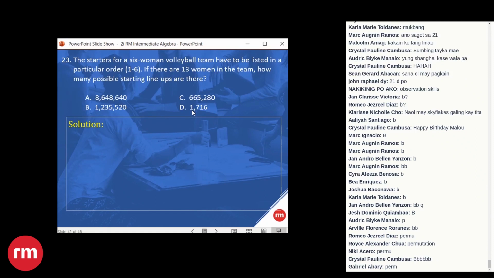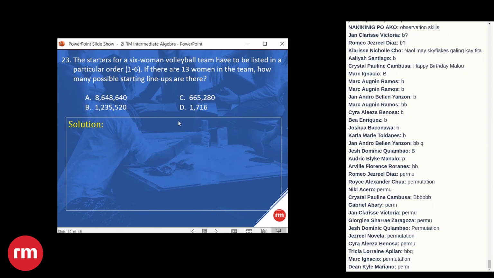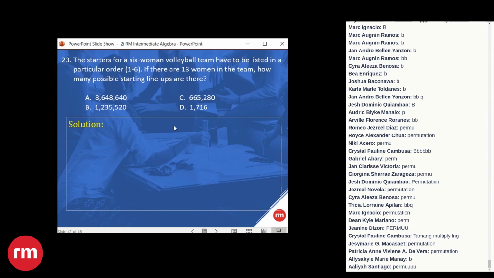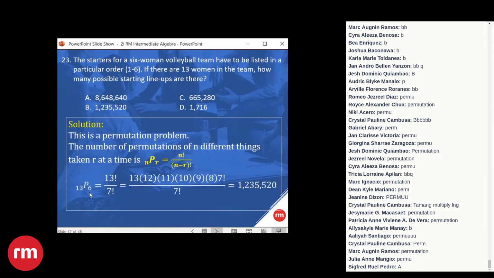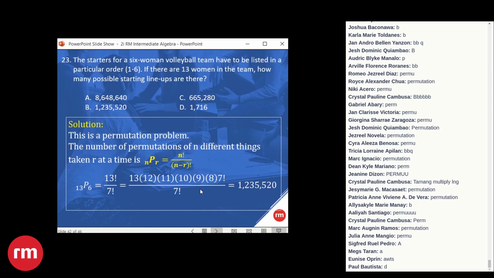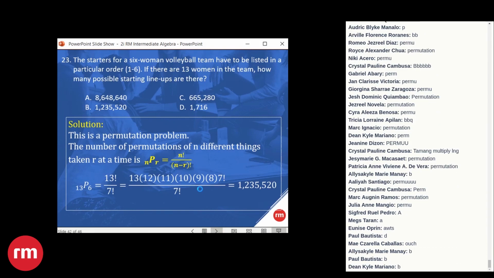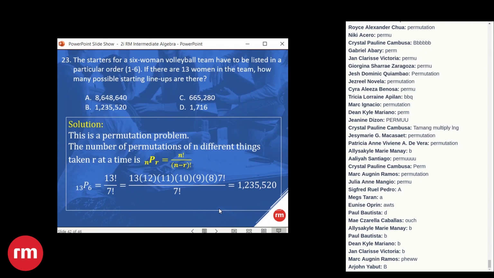Okay, so may mga sumasagot ng permu. Yes, it is permutation. Now, if you notice, these are large numbers. Diba? Do not worry, the UPCAT will never have this large of a number. Ginawa namin ito para pahirapan kayo during the review. But in the UPCAT, it's going to be much simpler than this. So this is a permutation problem. And the number of permutations of different things taken r at a time. Ganito kasimple siya. So n factorial over n minus r factorial, and you will get 13 permutation 6 or 13 factorial over 7 factorial. Bakit natin ginawang 13, 12, 11, 10, 9 times 7 factorial over 7 factorial? The reason for that is because we can now cancel 7 factorial and it will give you 1,235,520.